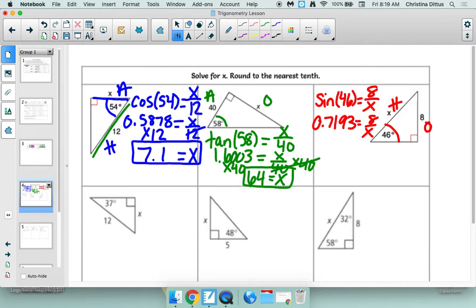Okay, here's where it gets, how would I say, trickier? You just have to watch what you're doing, because we have the x on bottom here. Okay? So if I multiply by x, I have 0.7193 x. Still, x isn't by itself, right? What's the last thing after we get x by itself? Yeah, divide by that decimal. So to find x, I've got to take 8 divided by that 0.7193. And if you round to 1 decimal spot, what do we get? 11.1.